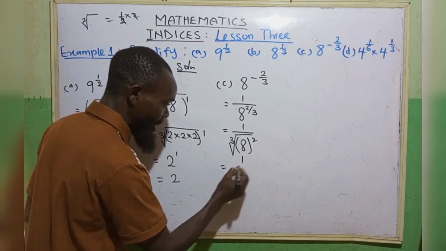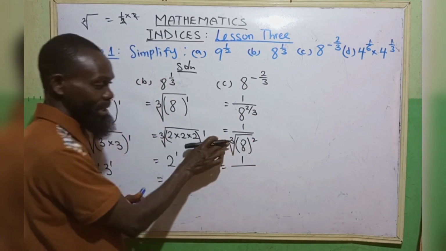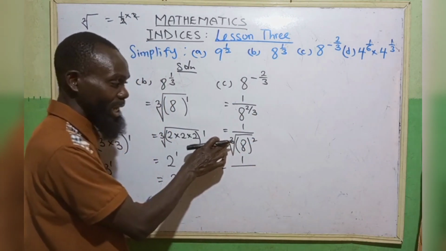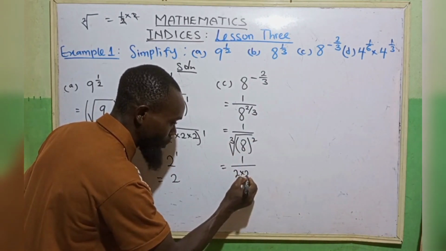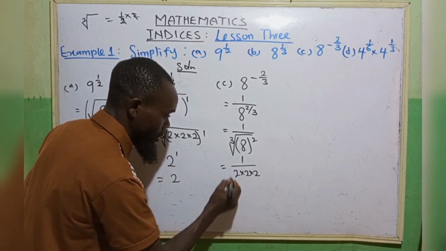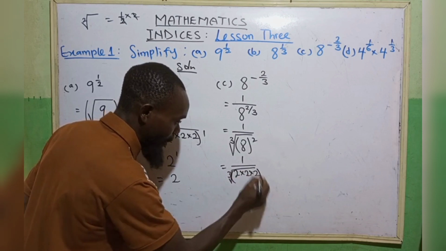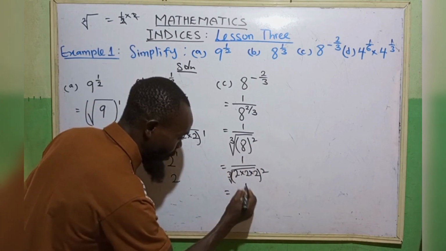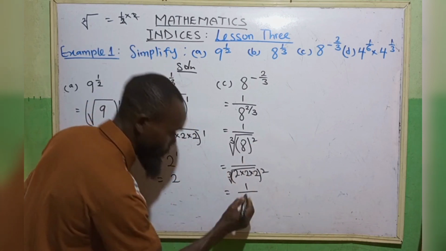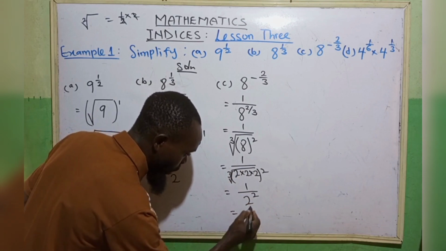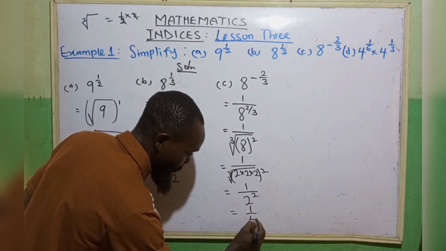So we have 1 divided by, so this 3 means what you can multiply in 3 places to get 8, 2 times 2 times 2, raised to power 2. So we have 1 over, so you pick one of these 2, 2 raised to power 2. So which is 1 over, 2 raised to power 2 is what? 4.